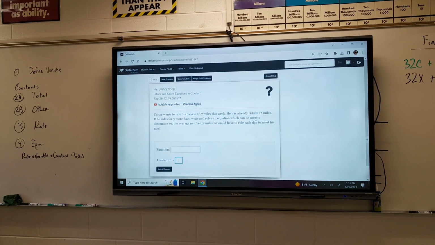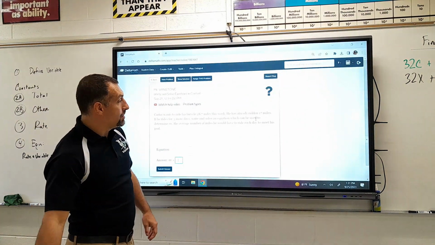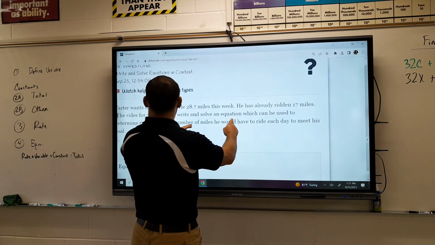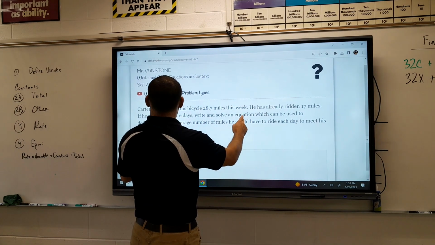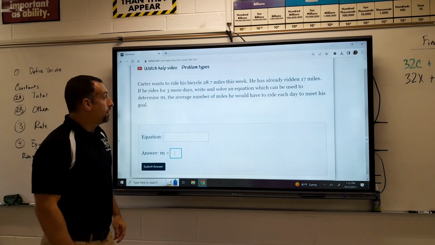Okay, so today we're going to be working on writing and solving equations in context. Really what this means for us is we're going to be doing two-step equations. Let's see if I can make this bigger. There we go. And we got to determine a few things when we set up our equation.